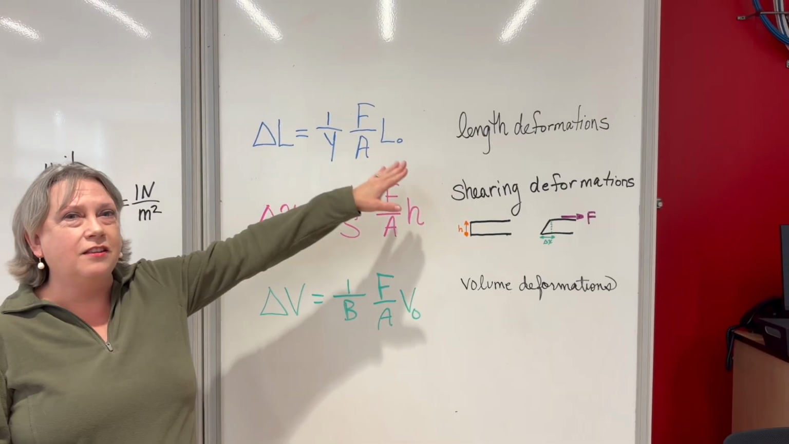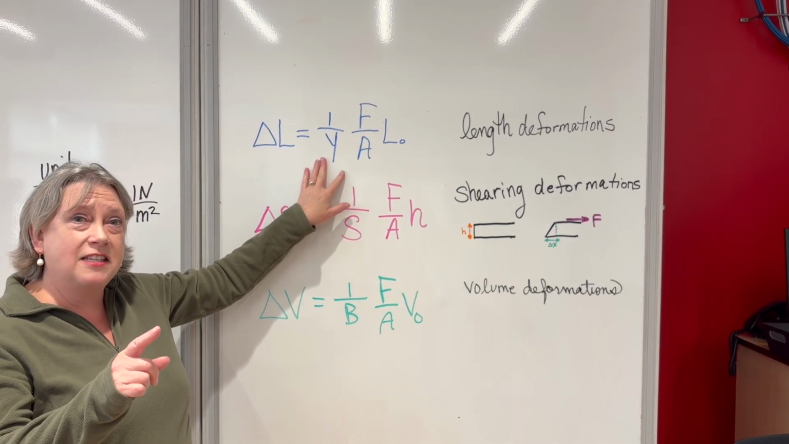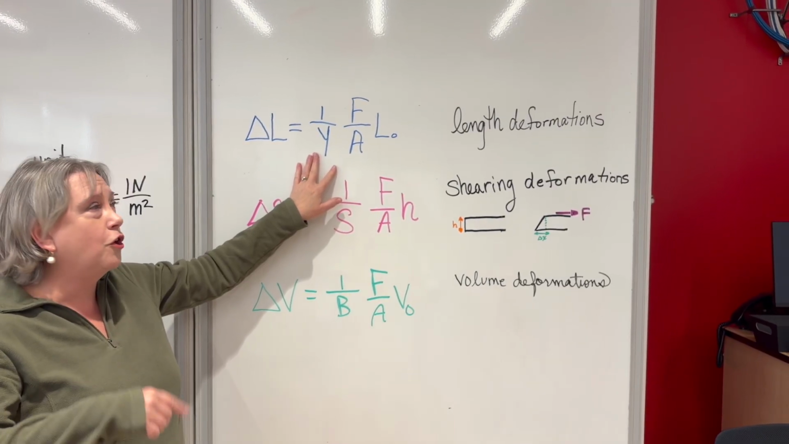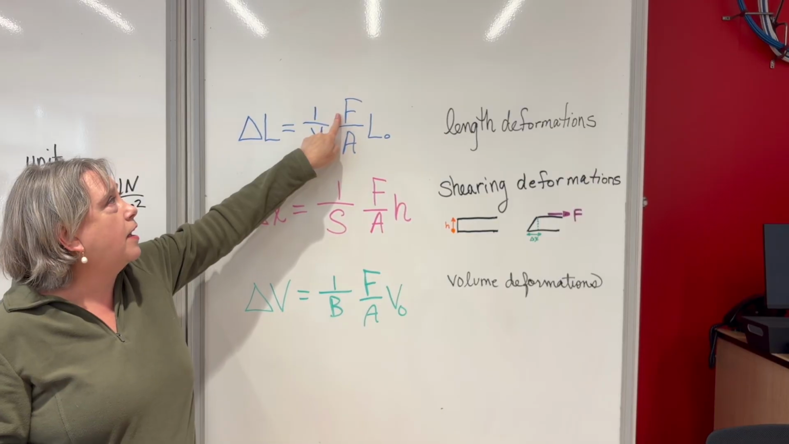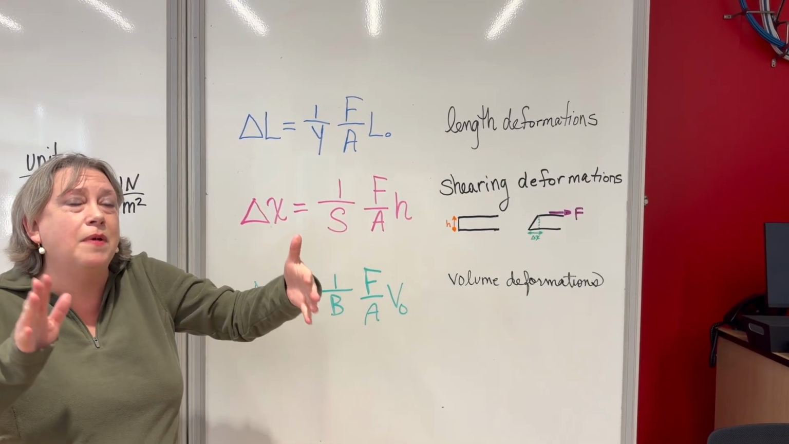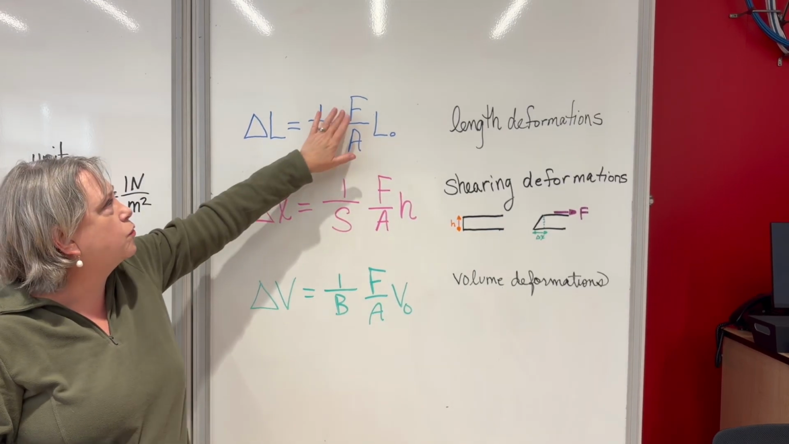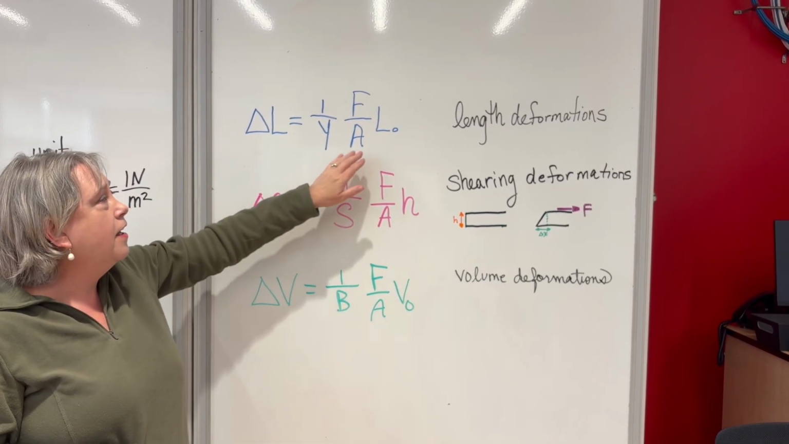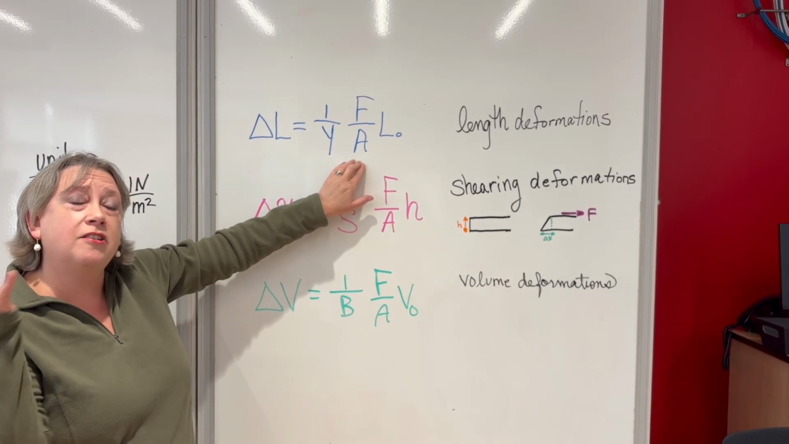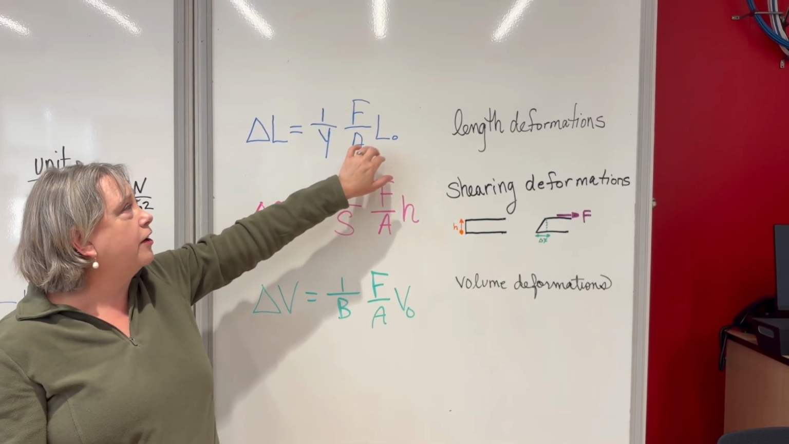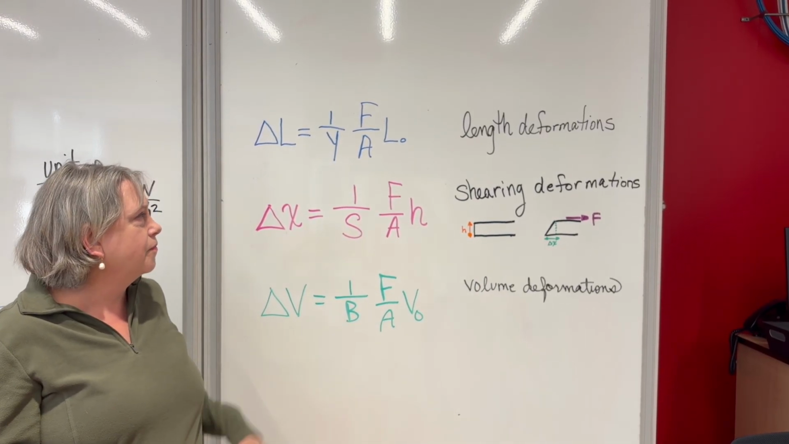This one is for the length deformation. So Y, that's Young's modulus. That's the thing you're either given or you're going to look up. Force is the amount of force that you are applying to the length. Maybe you're stretching it, as we'll do in one problem. Maybe you're compressing it, but it's whatever the force is that you apply. The area is the area to which the force is applied. So often it's going to be a cross-sectional area. And L naught is the initial length.